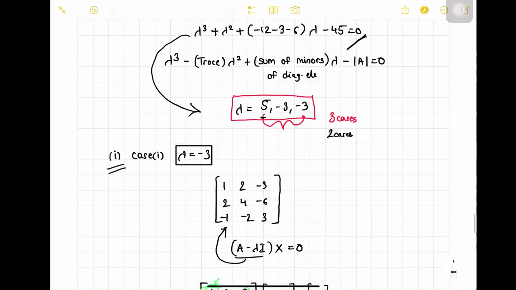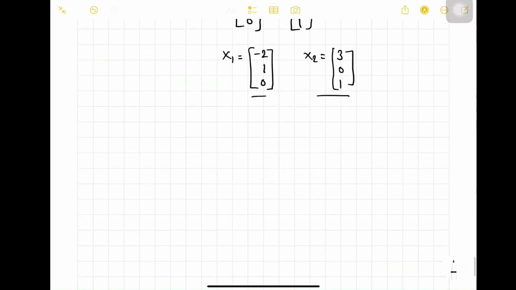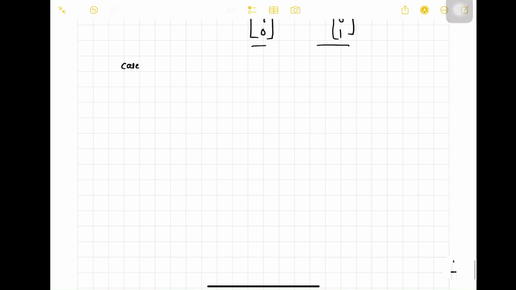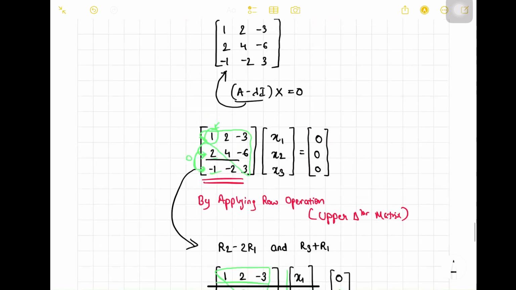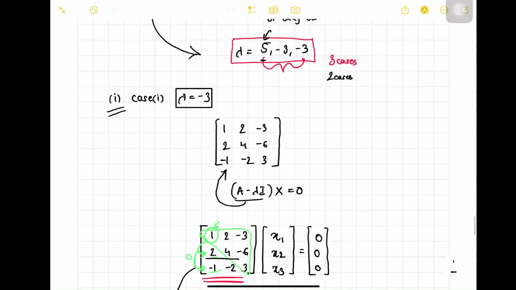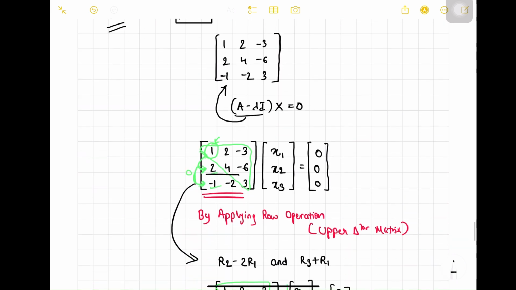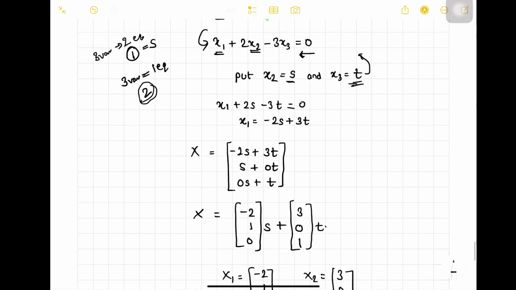So the second eigenvalue is 5. For case 2, when lambda is equal to 5, you will simply put this 5 in the equation A minus lambda I, which is given here, and then you will solve this using our regular Cramer's rule, which I have explained in the previous video. I'm not going to solve it here because we have previously done it.